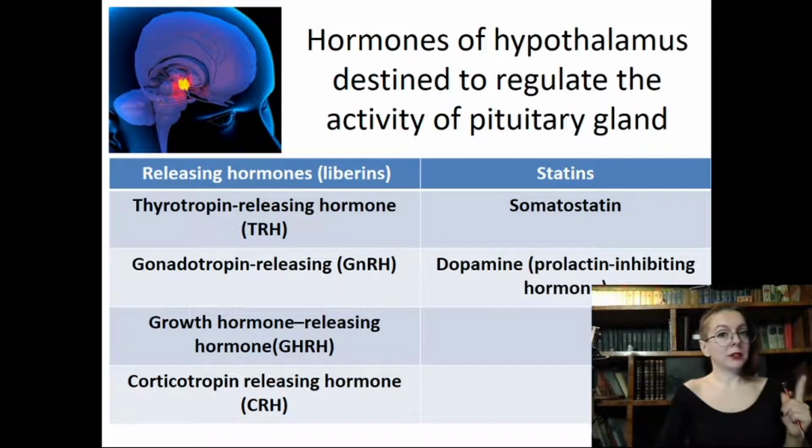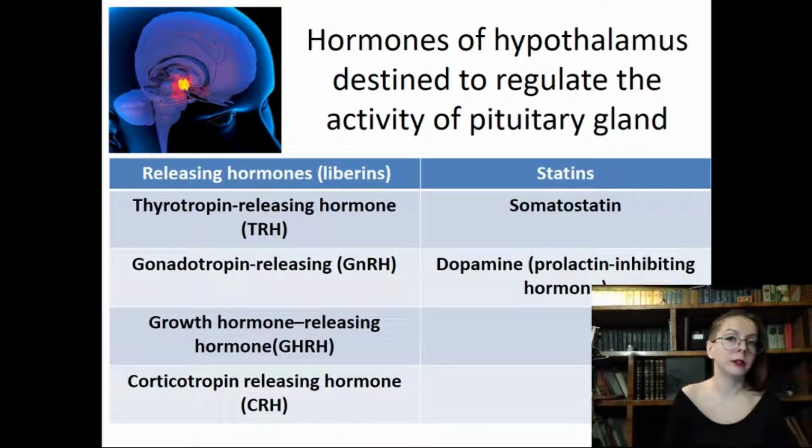And another only one statin you should keep in mind. This is the somatostatin. And this hormone you remember already from the topic pancreas, as it was produced by the islets of Langerhans, and it inhibits the activity of endocrine and exocrine cells of the pancreas. And now this hormone produced in the hypothalamus also inhibits the growth hormone. So somatostatin is the statin for the somatotropes. It inhibits the activity of the growth hormone. Okay, so let's move on.